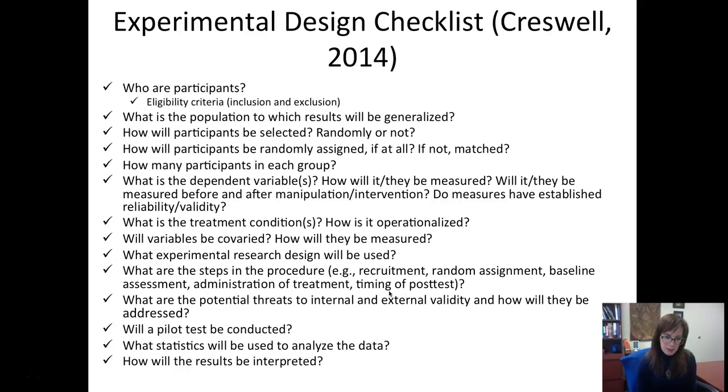What are the different steps? And then, as we just reviewed, what are the threats to internal and external validity, and how will you address them and try and minimize them, hopefully? And your book talks about some strategies around trying to minimize those influences and those threats to internal and external validity. And then finally, how are we going to interpret these results? How are we going to think about what they mean, their implications for practice, etc.?